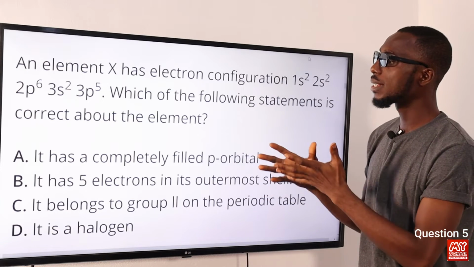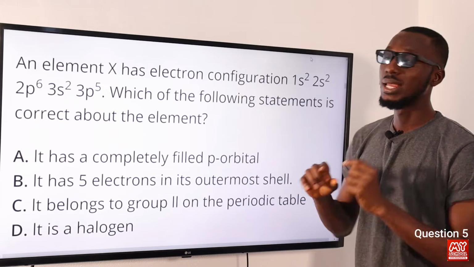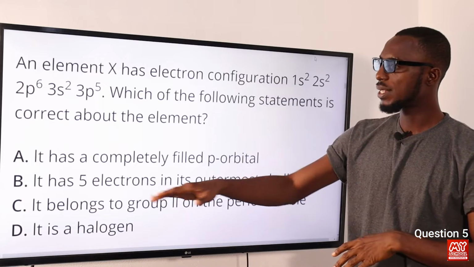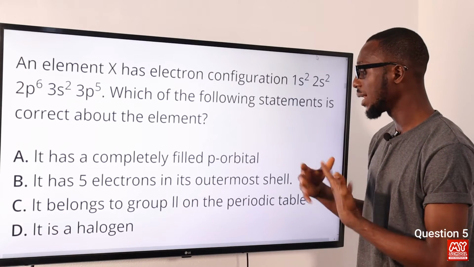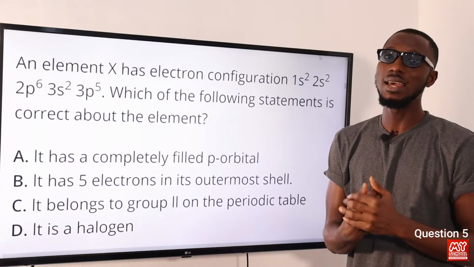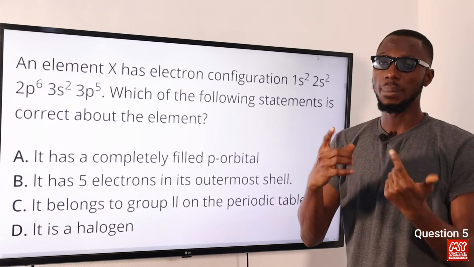A, it has a completely filled p orbital. That is incorrect. The p orbital is not completely filled, if you try doing the filling. All right, so we have statement B. It has 5 electrons in its outermost shell. That is incorrect. We know that chlorine is 2, 8, 7. So there are 7 electrons in the outermost shell, remaining 1 for it to complete.